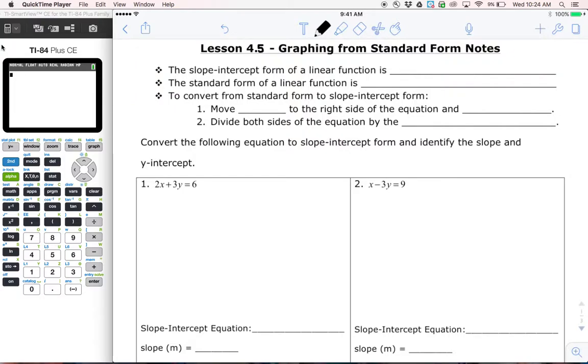4.5, Graphing from Standard Form Notes. First, let's recall that we know the slope-intercept form of a linear function is our favorite, y equals mx plus b.